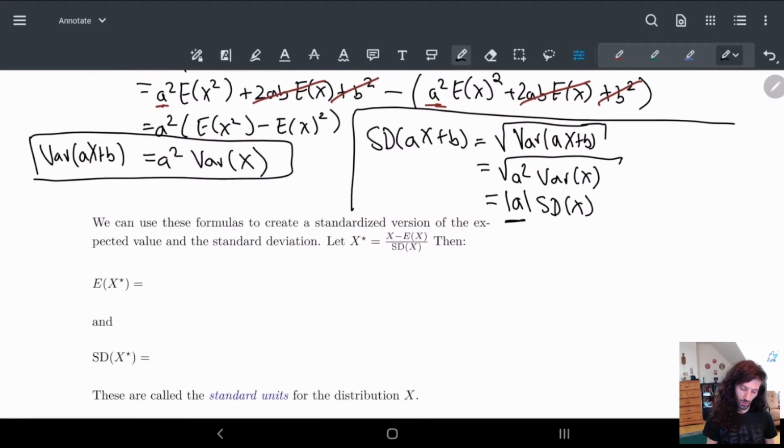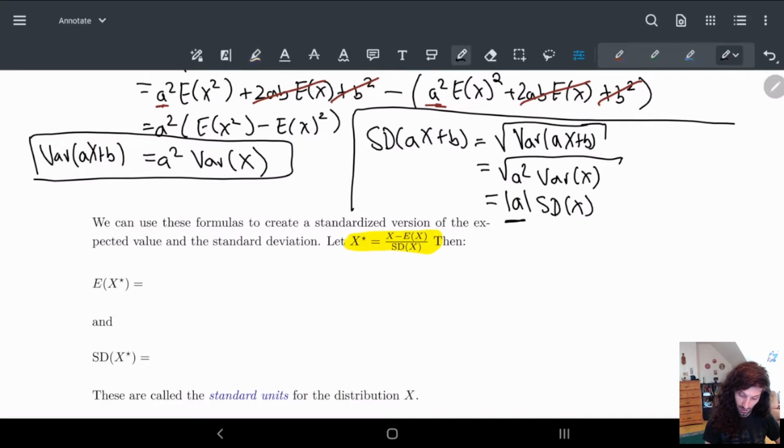Okay, so we're going to use these formulas to construct what's called a standardized version of expected value and standard deviation. The idea is to make it so the expected value is always at 0 and the standard deviation doesn't deviate at all. In order to do this, we use a certain formula, which at this point should start looking fairly familiar. The formula we're going to look at is this. We let x star be equal to x minus the expected value, divided by the standard deviation.